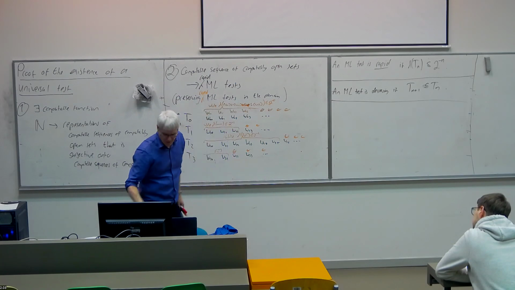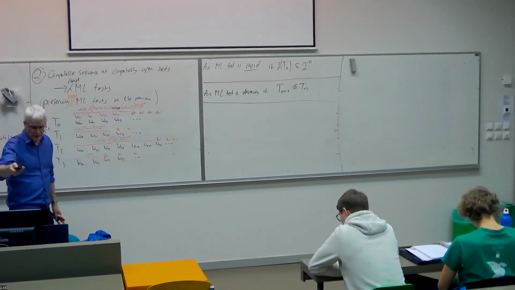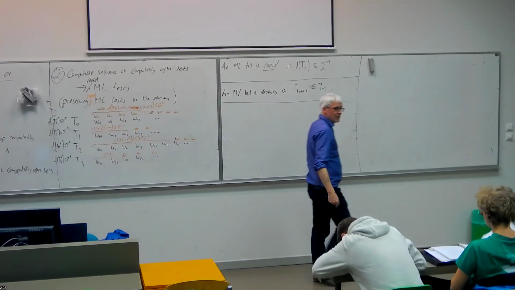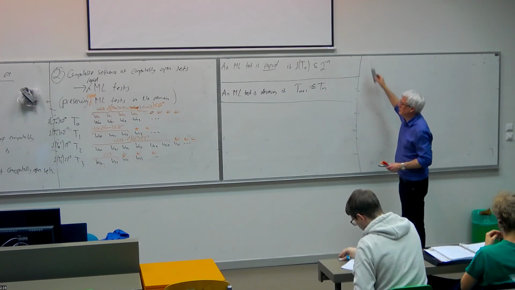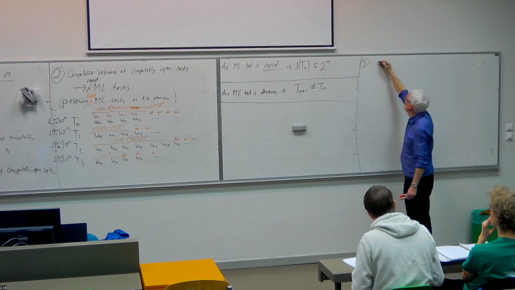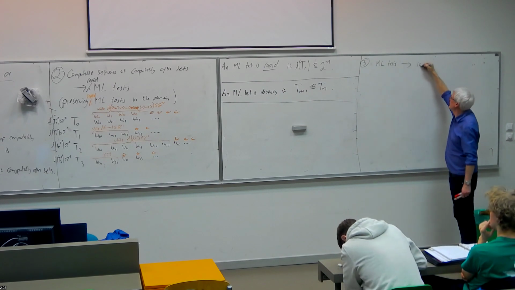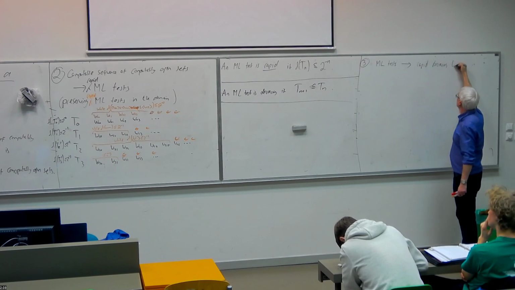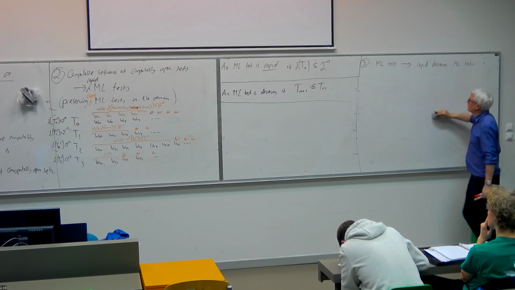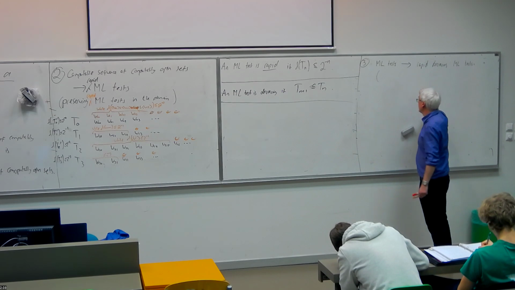Observation 3, or ingredient 3, is that we can convert any ML test into a rapid decreasing test. So we have a function that takes us from ML tests, to representations of ML tests, to rapid decreasing ML tests. And if you start off with a rapid decreasing ML test, we preserve the ML test.